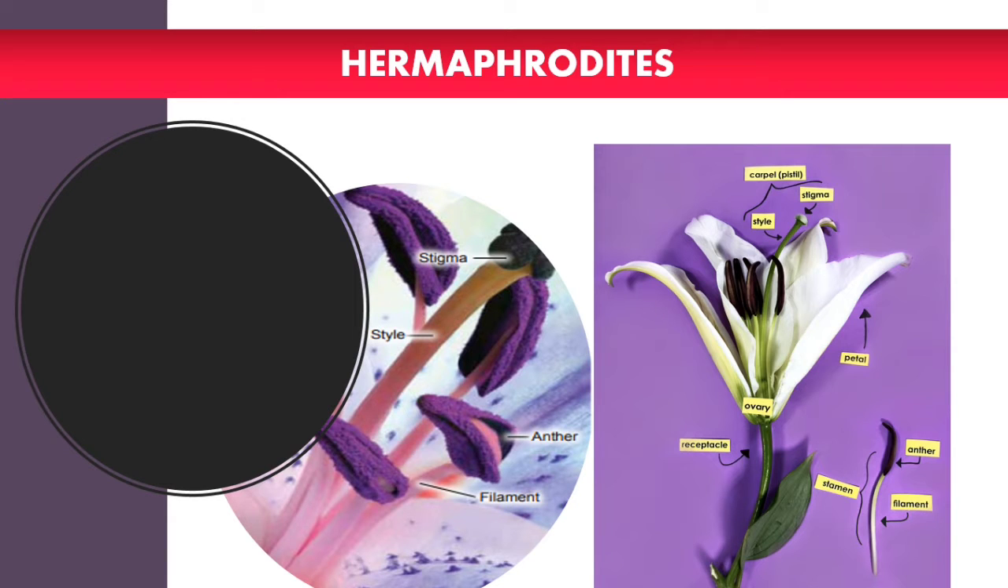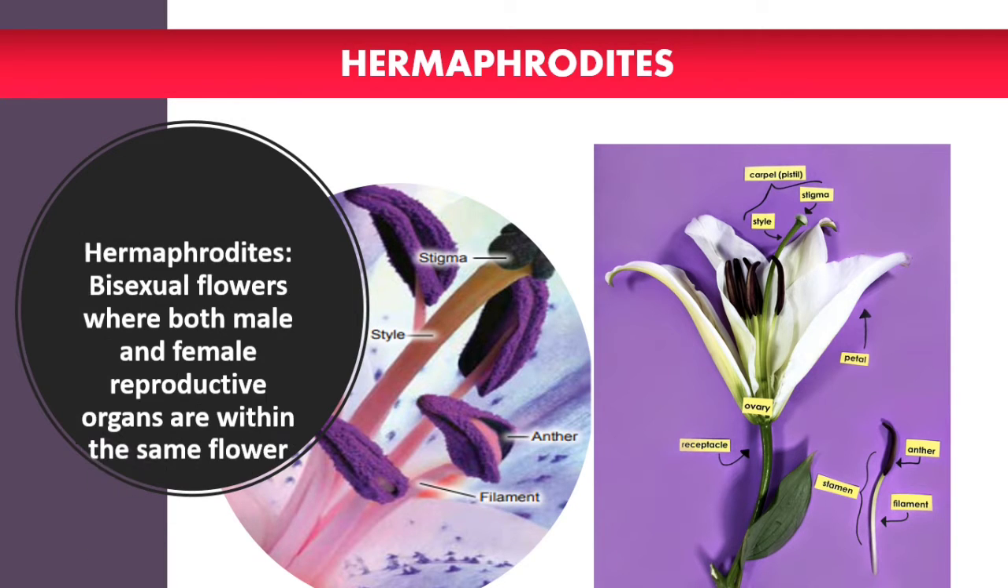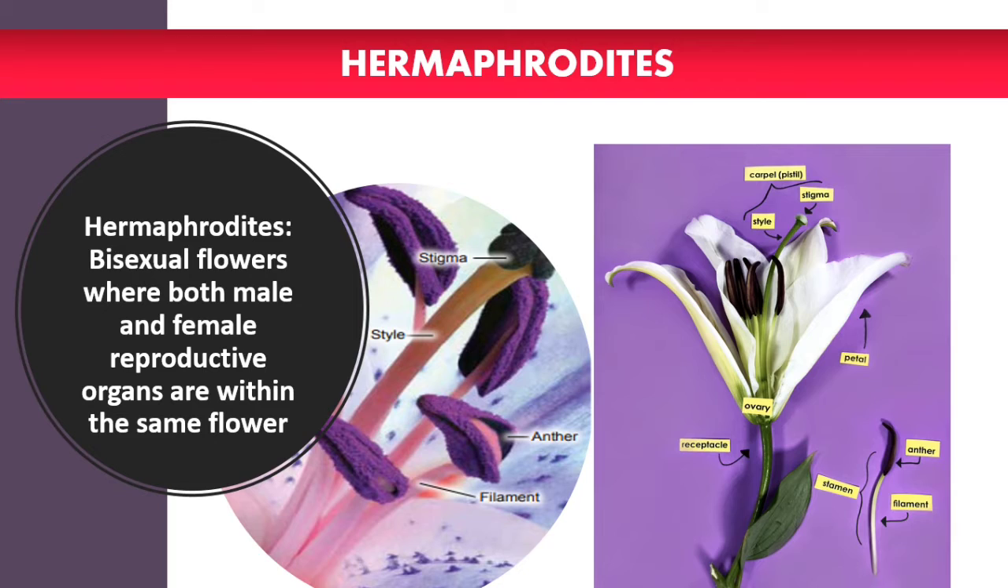What is a hermaphrodite? A hermaphrodite is a bisexual flower where both male and female reproductive organs are within the same flower. Look at the picture. This flower contains stigma and style and also contains anther and filament. A hermaphrodite is a bisexual flower where both male and female reproductive organs are within the same flower.